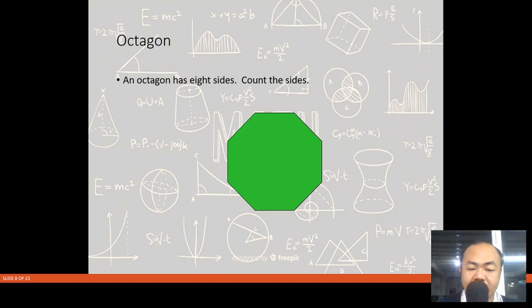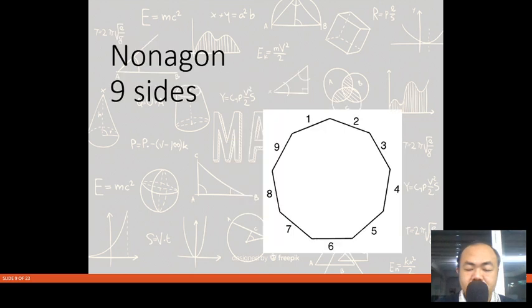Nonagon. It is a 9-sided shape. Even though the shape is not symmetrical, we can call it a nonagon since it has 9 sides. So if you want to do a free drawing, as long as it is made of straight lines and has 9 sides, we can call the shape a nonagon.